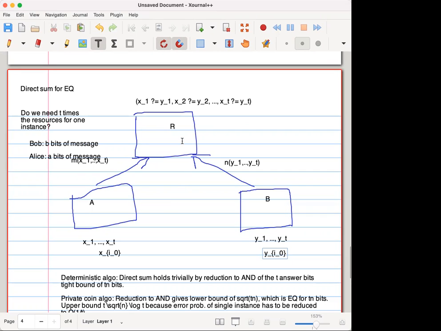I'm assuming the correctness of the direct sum protocol for equality. So the referee gets all the t answers, whether the jth xi is equal to the jth y or not. He ignores all the other answers. He just looks at the answer for the i naught part and he outputs that. So then M is independent of x1 through xi naught minus 1 and xi naught plus 1 through xt. It is only correlated with xi naught in the new protocol.